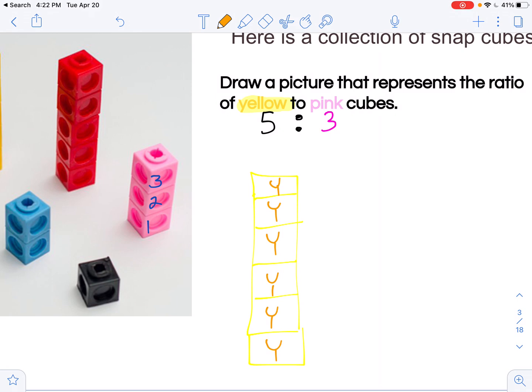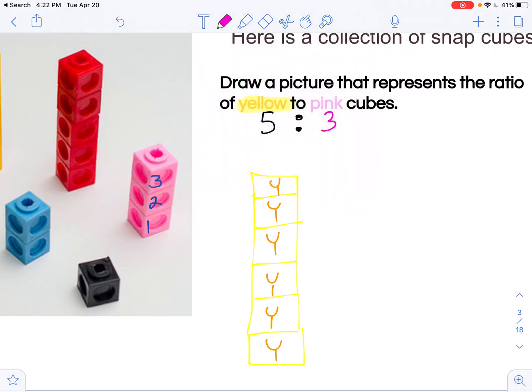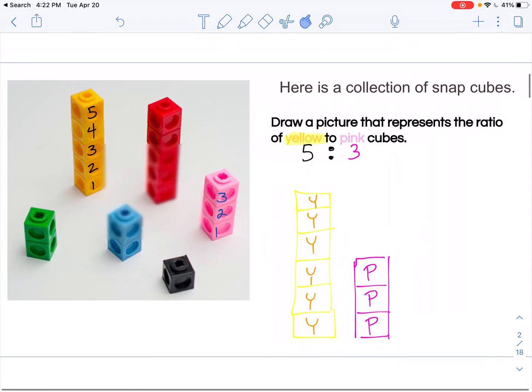So it says yellow to pink, so I drew my yellow. Now I'm going to draw my pink, and there were 3 pink ones. So I'm going to make sure it's just as tall as the 3 yellow. And then P, P, P. That's all it's asking for. Draw a picture that represents the ratio of yellow to pink. So in the picture, there's also green, blue, black, and red. But when I draw the picture, I didn't need those colors because the directions just said yellow to pink.